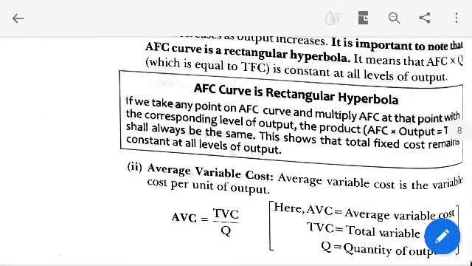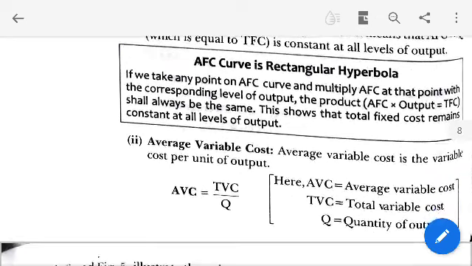If we take any point on the average fixed cost curve and multiply the average fixed cost at that point with the corresponding level of output, the product will be equal to total fixed cost. It should be same at all levels. This shows that total fixed cost remains constant at all levels of output.